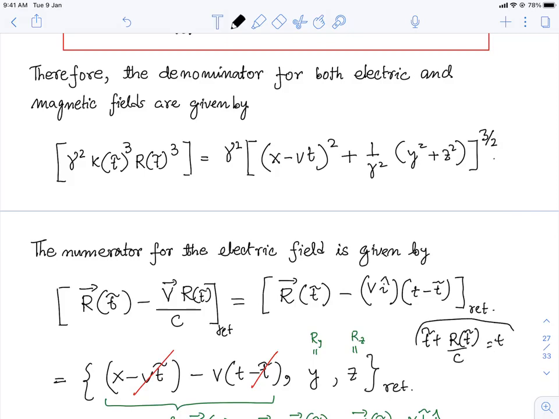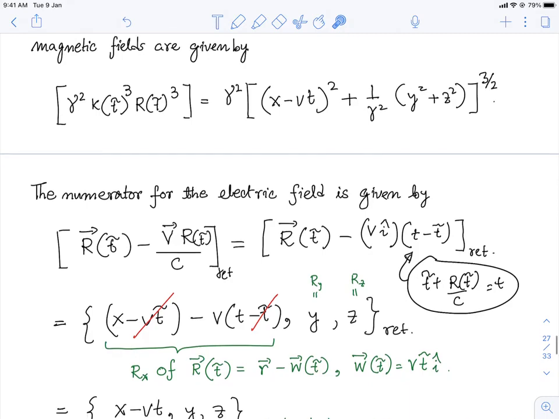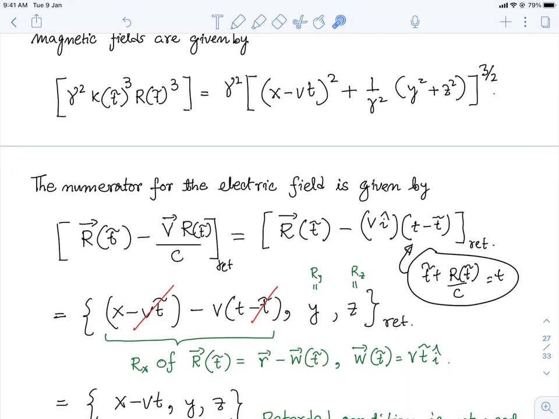Okay, this was the retarded condition, and that I can use back in here for r here. And once I do that, this r vector is simply... so this is the nature, right? So you see, I've written down all the components. So v vector is non-zero only along the x direction.